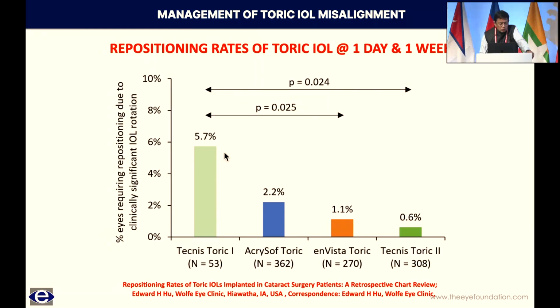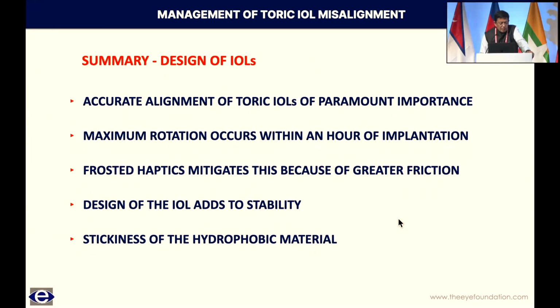This is just to show you a published literature. From 5.7% in Technis Toric 1, it came down to 0.6%. Almost a 10 times reduction, simply because the only change was the roughening of the haptics. In the case of an Acrysof Toric, it's about 1/3, and this was one of the reasons why this modification of the haptics did happen.